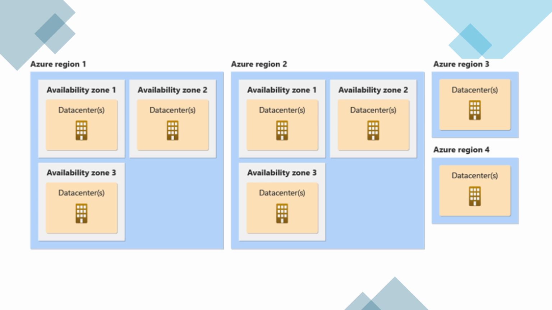If you really want to elevate your disaster recovery strategy, don't stop at availability zones alone. Combine them with Azure regional pairs to protect against large-scale regional outages. This layered approach gives you an even stronger foundation for business continuity and high availability across your entire cloud environment.